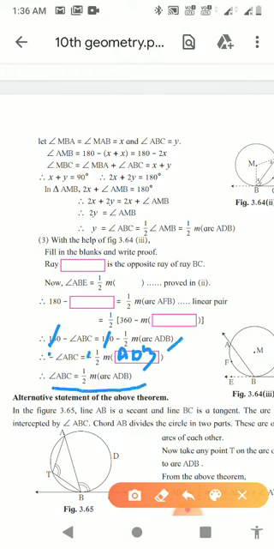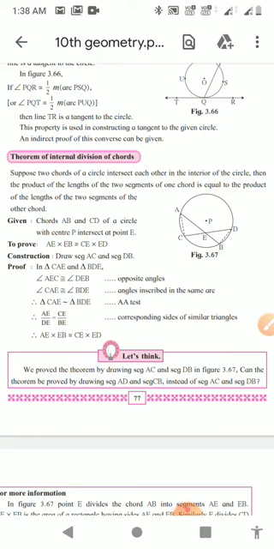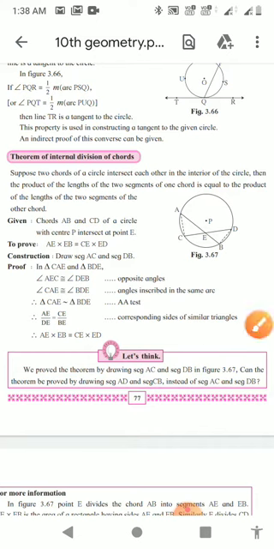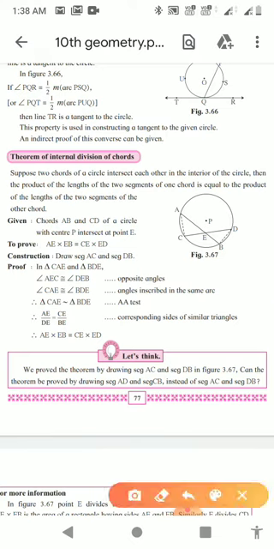Okay, means what we have to prove in this diagram, a circle with center P is there and two chords are there, AB and CD, and they will intersect at point E. Okay, and what we have to prove, product of the segments of this chord, that is AE into EB equal to CE into ED. So that is what I have to prove. So what I will do, I will just make a small construction here. I will join this point A and C with this dotted line, and similarly B and D with this dotted line. Okay, now I will get two triangles here.